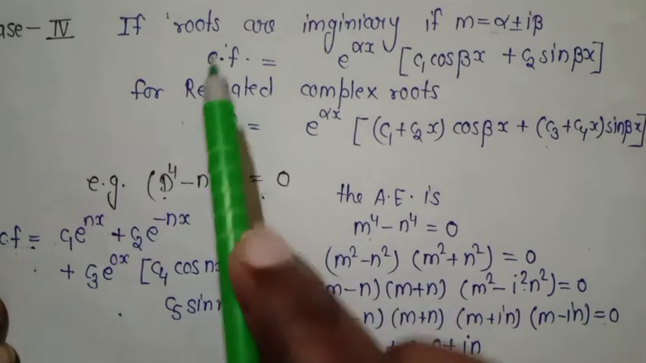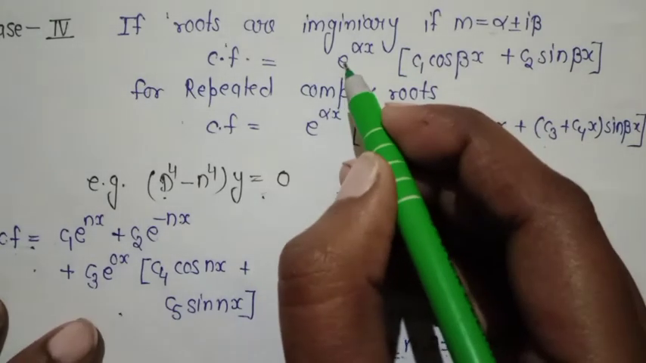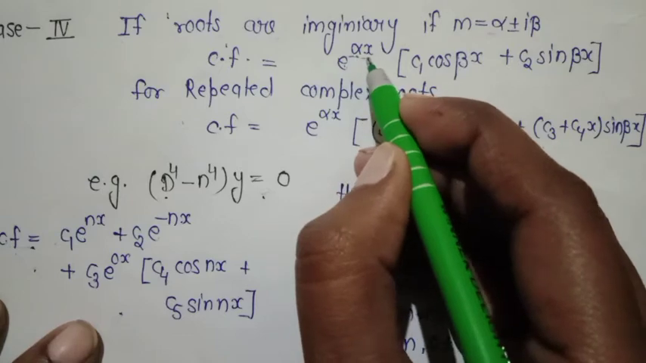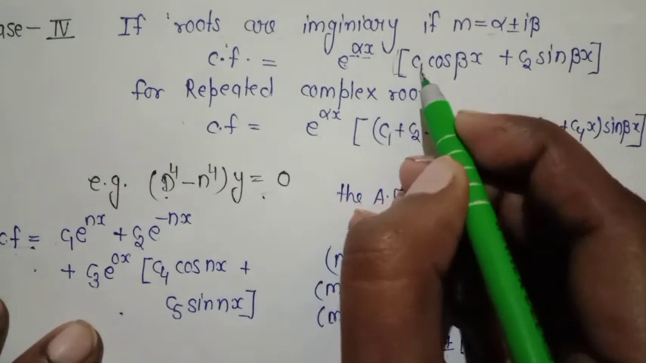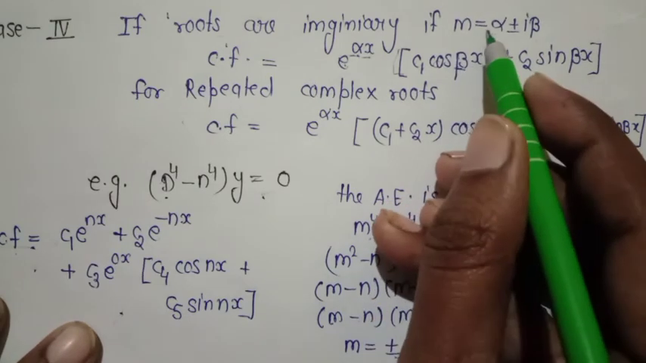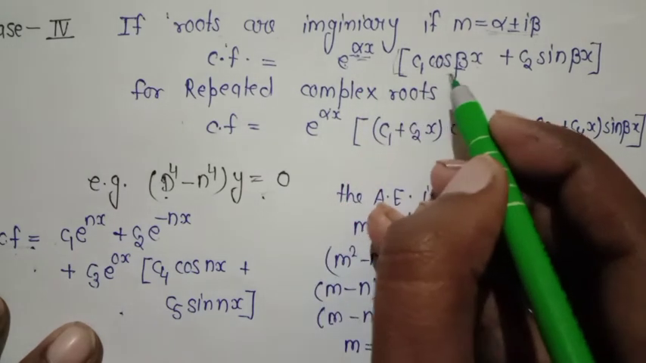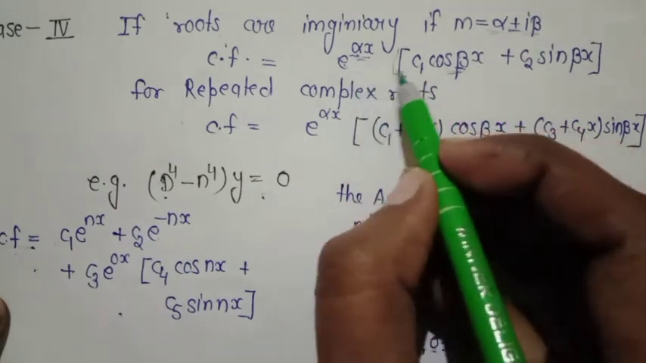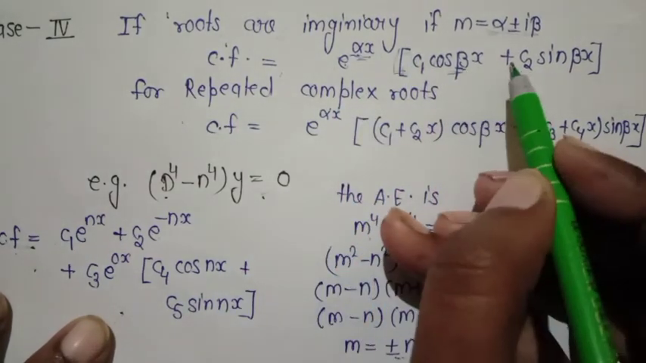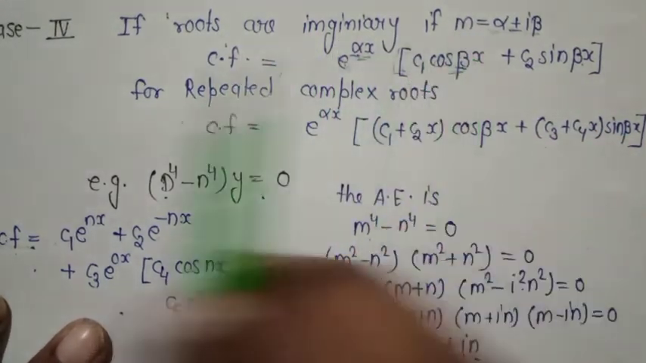So in this case, how to write the CF? CF is equal to e raised to power real part of your complex number, that is alpha into x into C1 cos beta into x. This is imaginary part. So firstly you have to find the root and then put the value of real part here and imaginary part in this side. Okay, so the CF is e raised to power alpha x into C1 cos beta x plus C2 sin beta x. If the roots are imaginary, then we can apply this method.